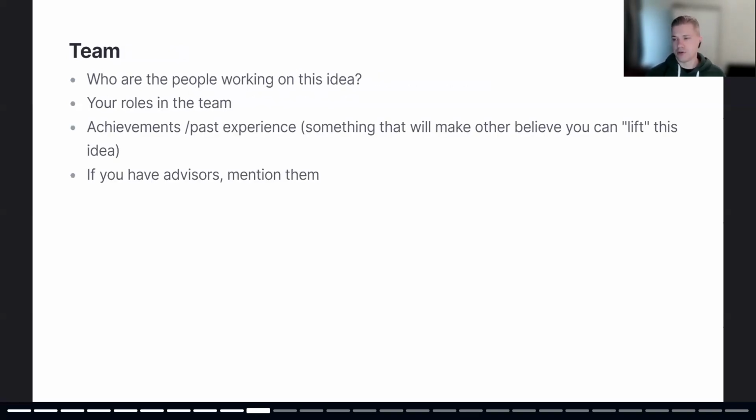On the team, of course, one of the most important parts in your presentation, who are the people working on this idea. Here you can mention the roles in the team, who is responsible for what or doing what, and of course the past experience. Again, you don't have to put much information or big description about each person on the slides. You just can tell it in the story that this guy has done that, and that person has done that, and all this.